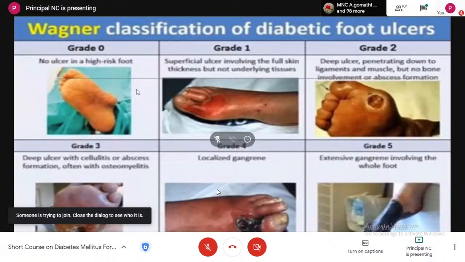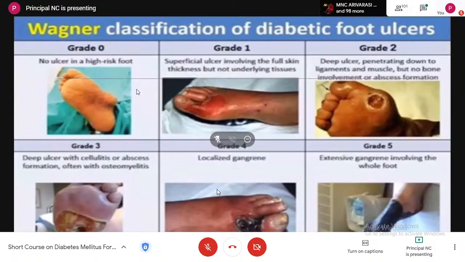In this case, the patient will come with these complaints. At grade 0, as I already told, in this picture the patient is having callosity here. We call it callosity because the patient gives pressure on this area while walking. So the skin in this area is more prone to ulcers. The patient does not have an ulcer, so this comes under grade 0. Grade 1 here is superficial. You are able to see the ulcer here, which is superficial. It's not going deep. Only skin and subcutaneous tissues are involved.